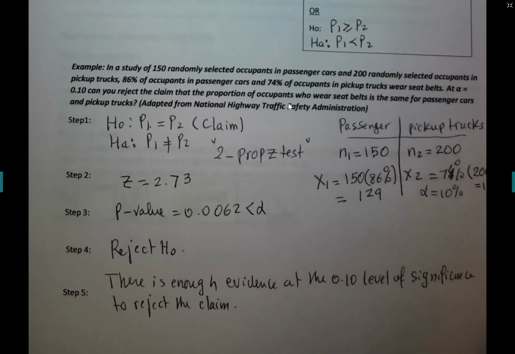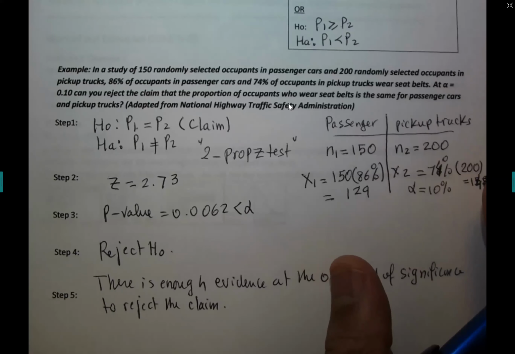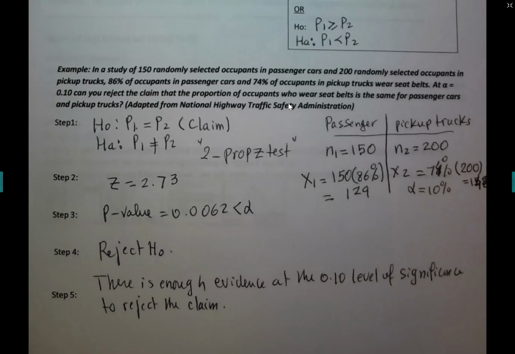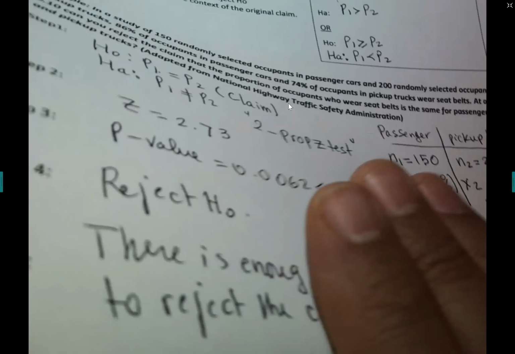To be honest with you, people who drive bigger cars usually tend not to wear the seat belt as much as the ones who drive smaller cars. So actually the proportion wasn't going to be the same. And we just proved that we have enough evidence to reject the claim that the proportions are the same. Because people who drive bigger cars feel a little bit safer. So then they think that there is no need to wear the seat belt when you're driving a big vehicle. So that is the first example. We're going to do another one.